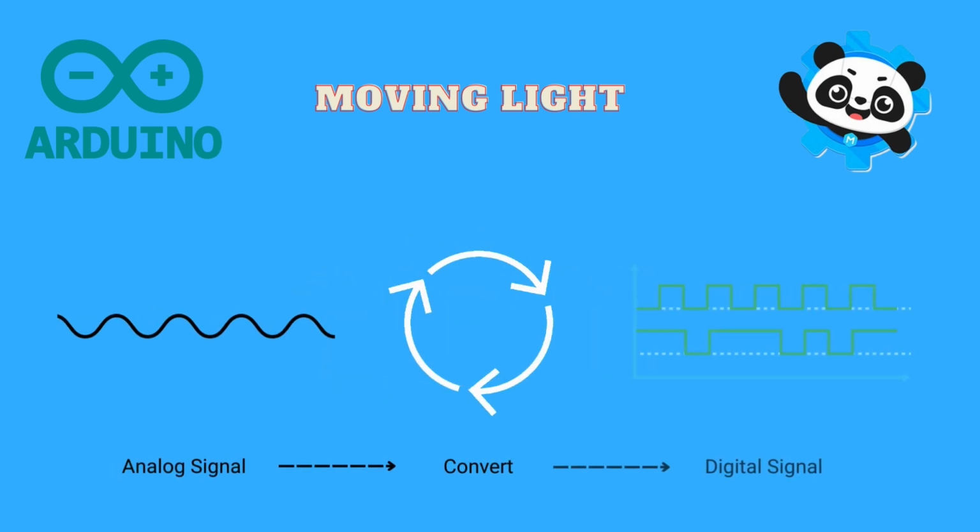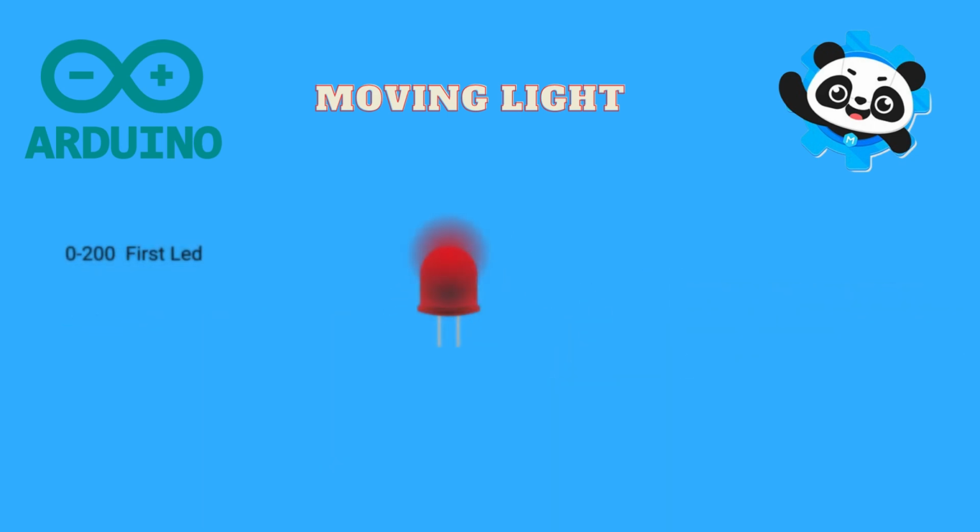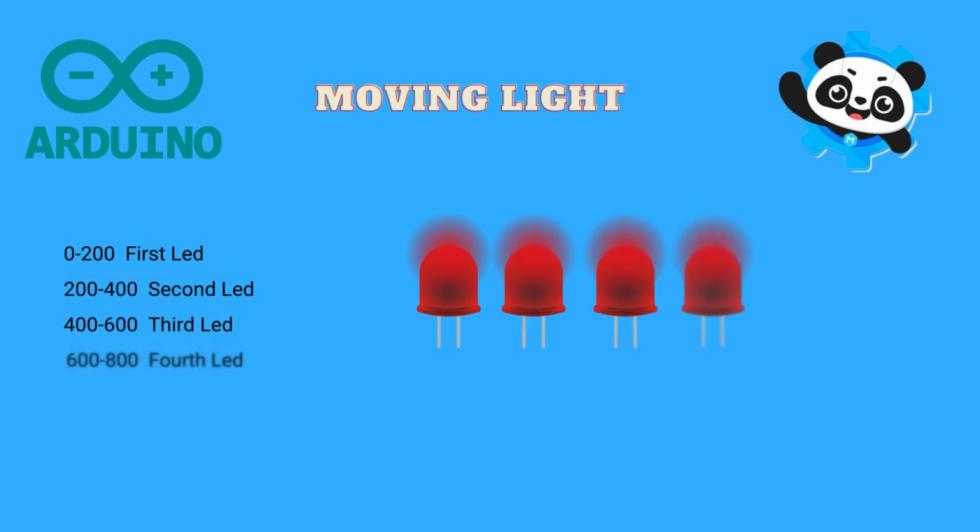I previously mentioned that the analog value from the potentiometer is converted into a digital value between 0 and 1023. Now, we will divide the values received from the potentiometer into certain ranges and sequentially feed them to the pins that control the LEDs. As we turn the potentiometer, the corresponding pin in the relevant range will become active.